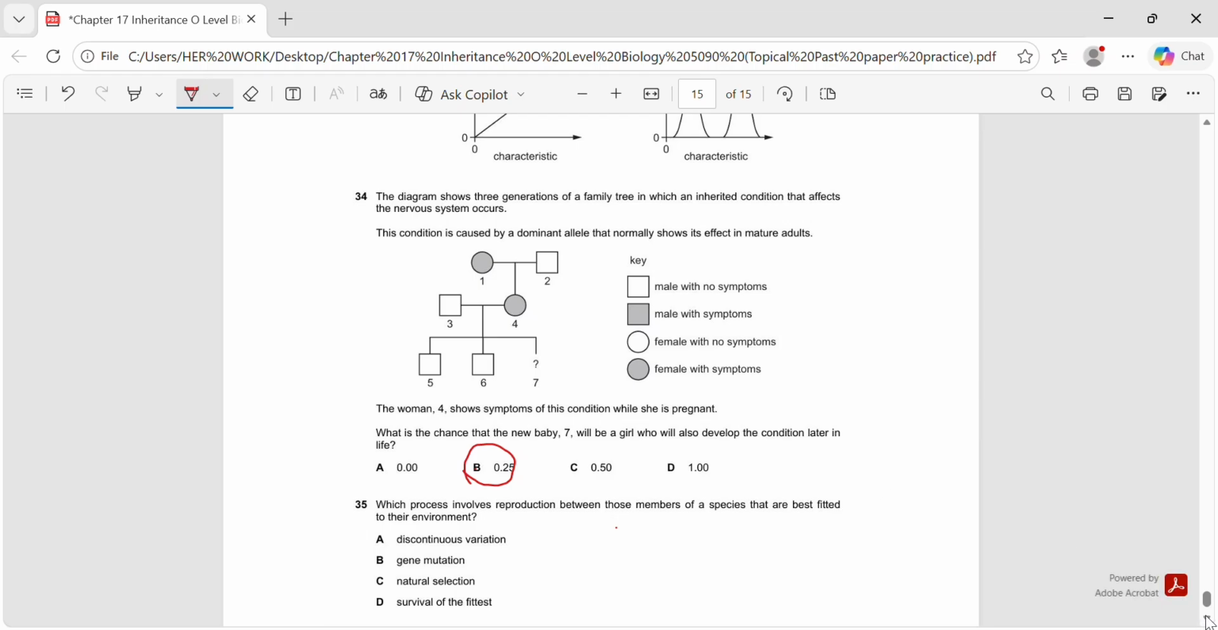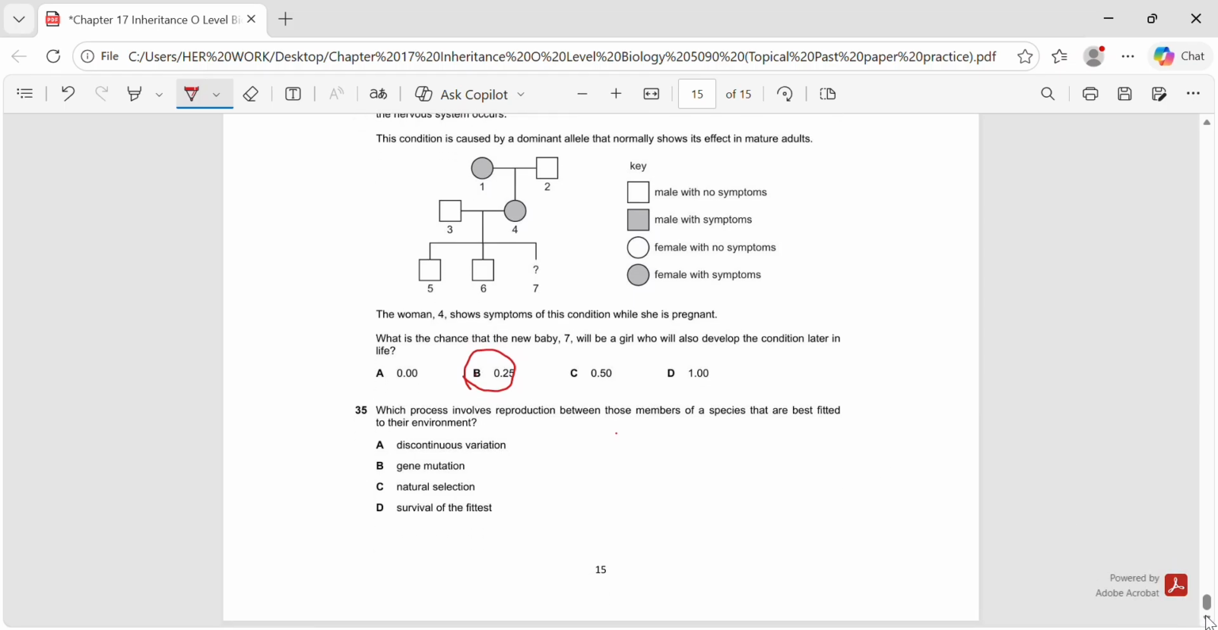Finally, the last question asks which process involves reproduction between members of a species that are best adapted to their environment. The correct answer is natural selection, because it is the process by which individuals with advantageous traits survive and reproduce more successfully, passing those traits on to the next generation.